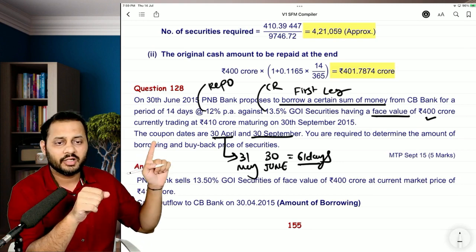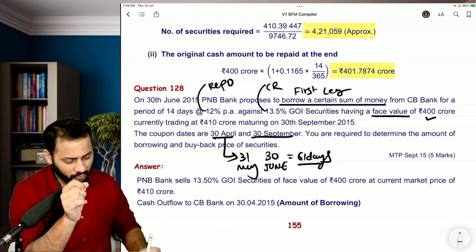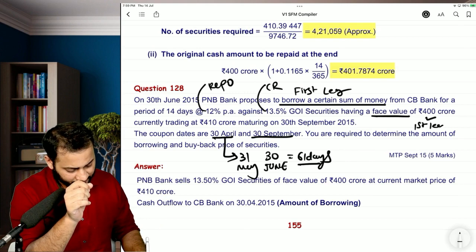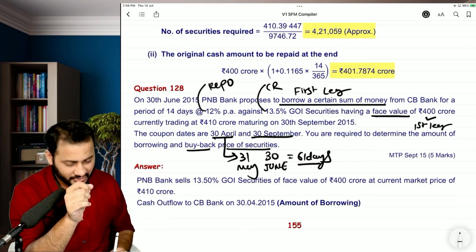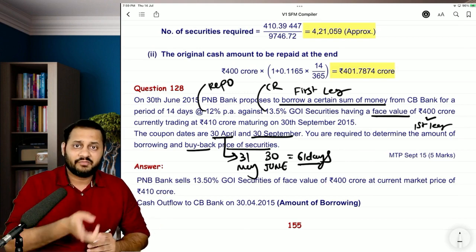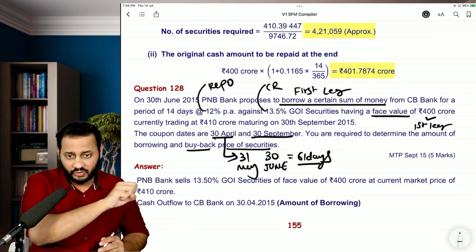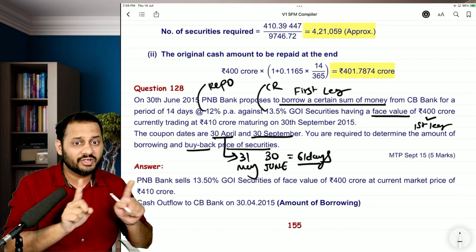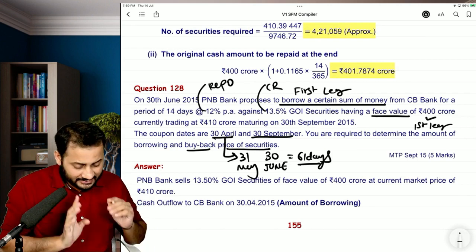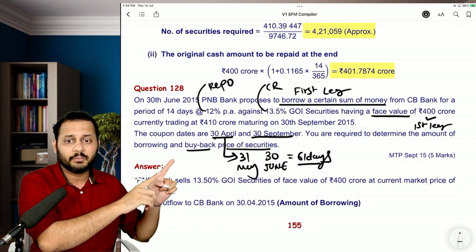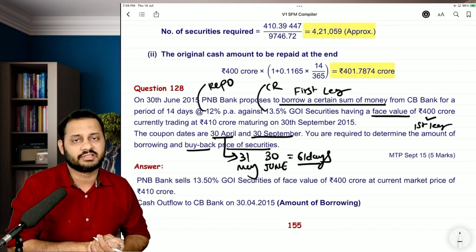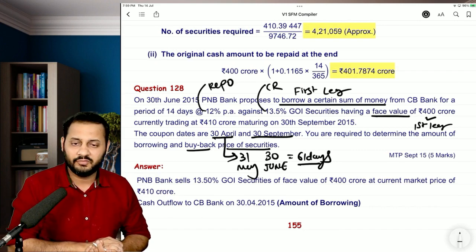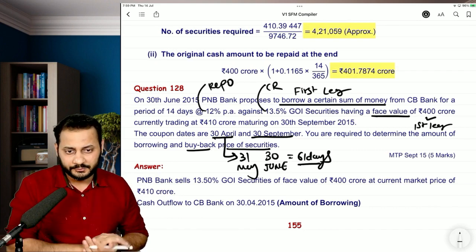Okay. You are required to determine the amount of borrowing, that means the first leg, and buyback price of the security. After 14 days, the securities that you are going to buy back, what is the price of that? They are not saying calculate the second leg. Second leg is different, buyback price of the security is different, sir. We will talk about it in a moment.